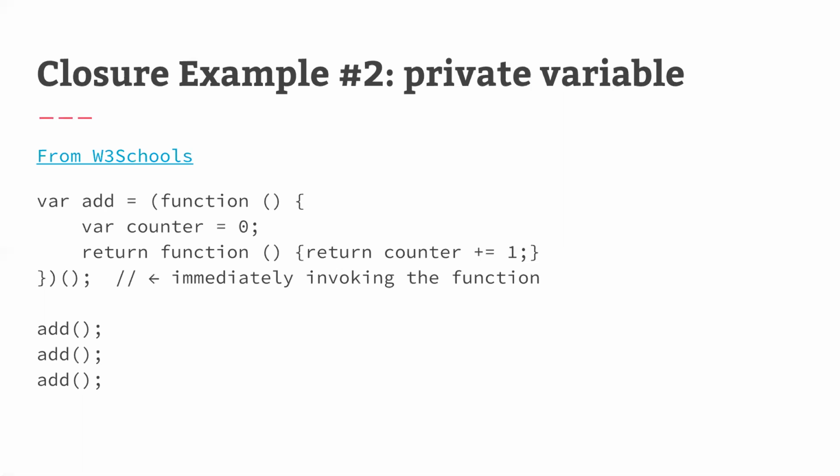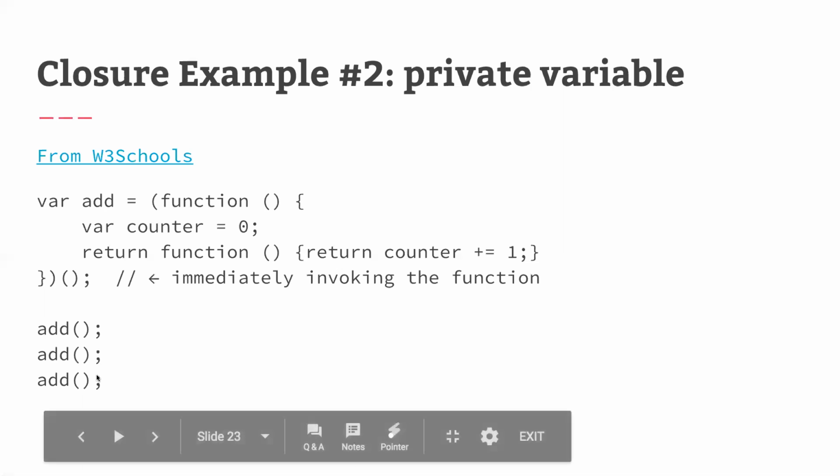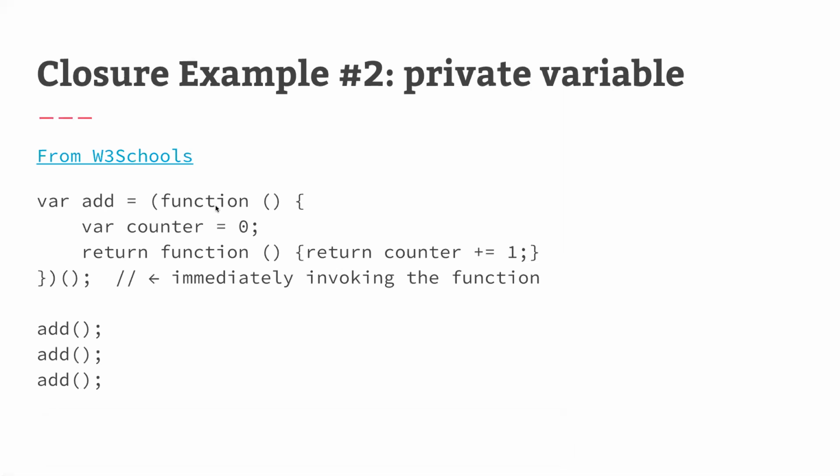Yeah, Kelsey? Is counter then kind of a property of that? I suppose you could sort of think of it that way. The way I think of it is more, it's a global variable that only add has access to. Counter does exist as a global variable, but I couldn't say console log counter down here. Because out here, I don't have access to counter. It's not globally scoped. It's only scoped to this anonymous function.